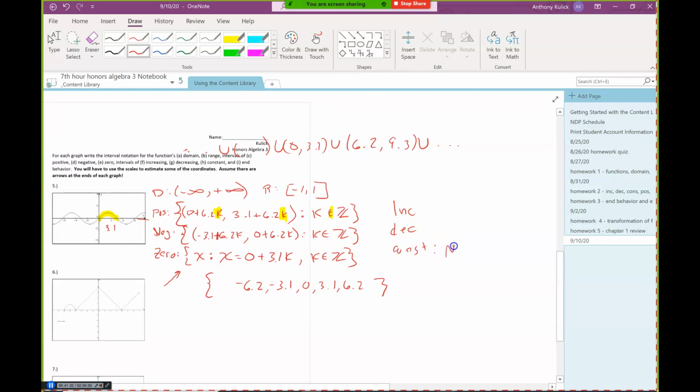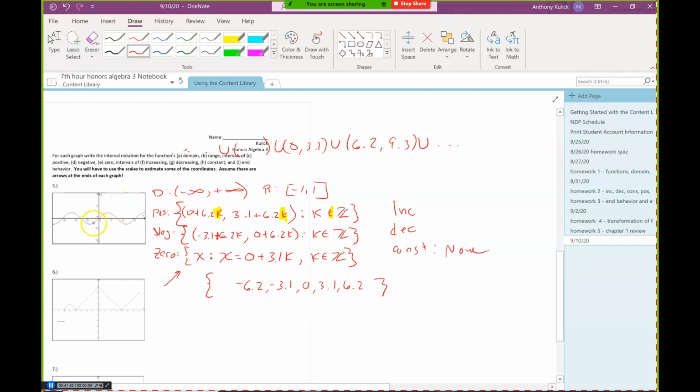Let's do the easiest one first. Obviously, there's no flat section, so there's no constant part. To do the increasing, decreasing, constant, though, I'm going to use this same notation that I've introduced for the positive, negative, 0, since there's infinitely many of these intervals.